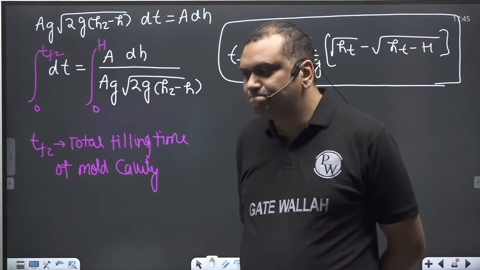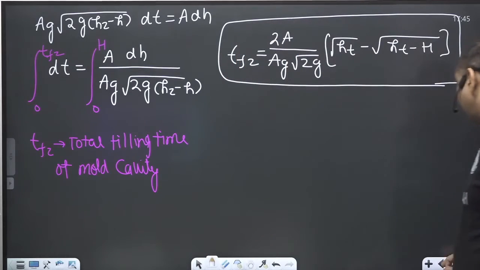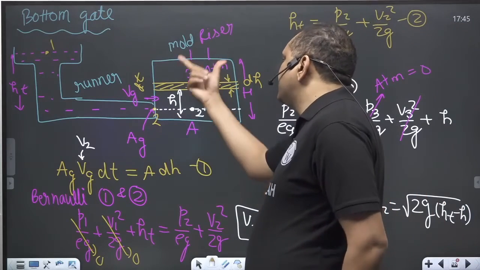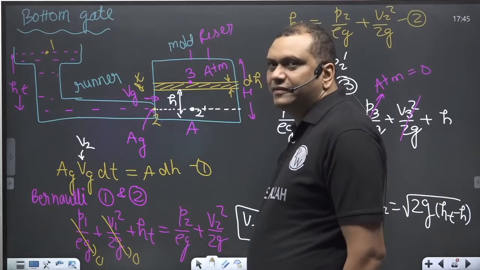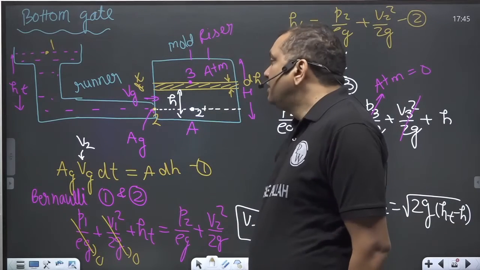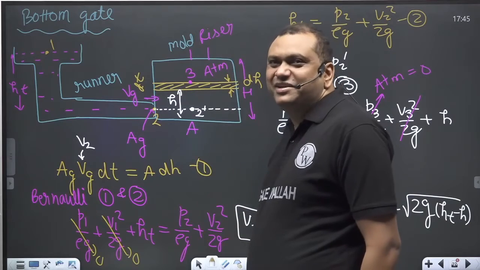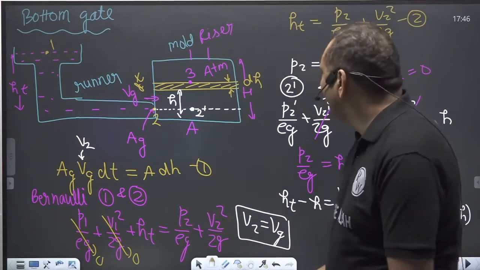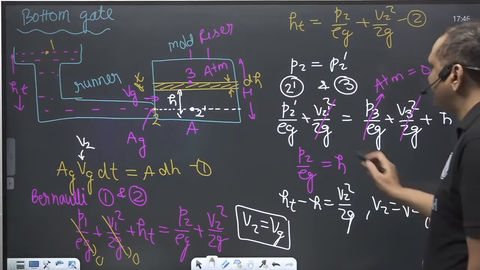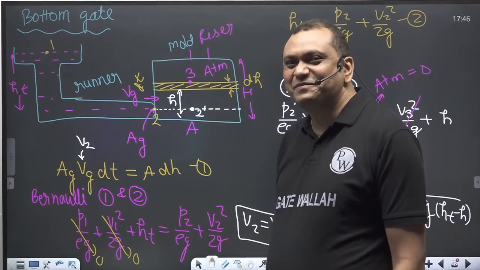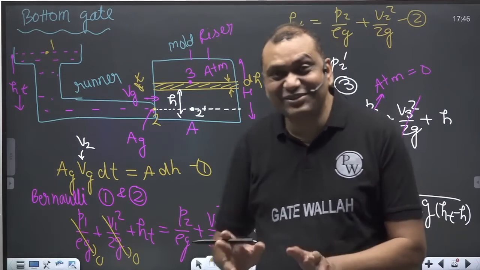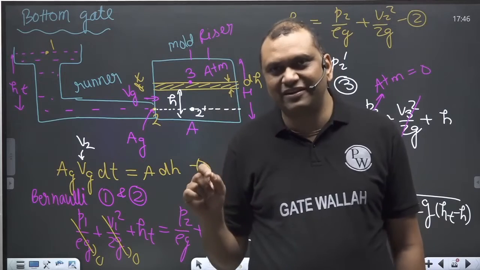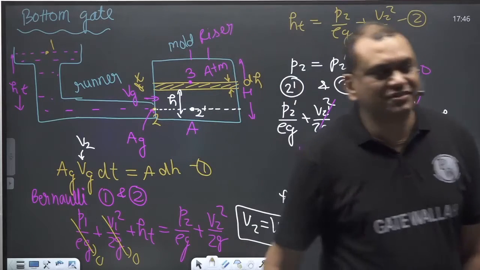Point number two is, here I have taken the cross-section area of the mold as uniform. But suppose the cross-section area is variable, then you don't have any other option except to go by the first procedure, the way we have done it. Is that okay with everybody? For everyone watching this video, I want you to go through these procedures.